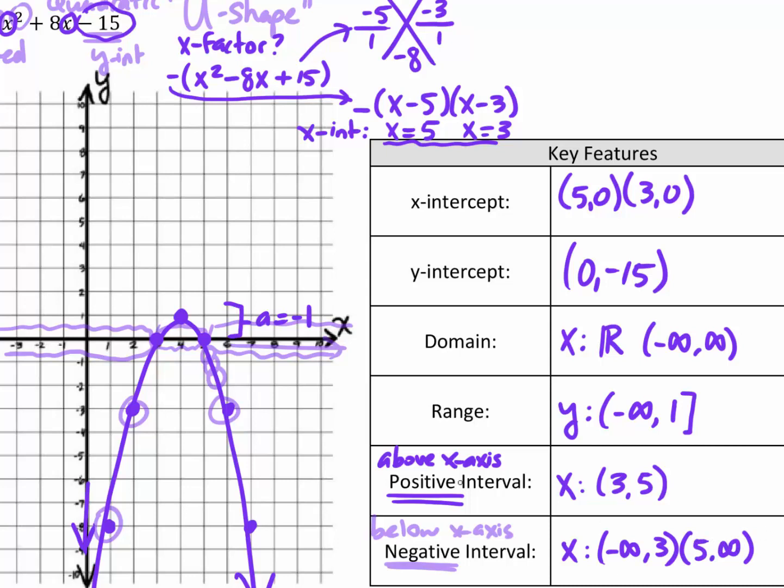Those are usually fairly easy because they're based on your x-intercepts. So these two things tie together. Hopefully all that made sense. It's a lot to go back over, but it's things that we've done.